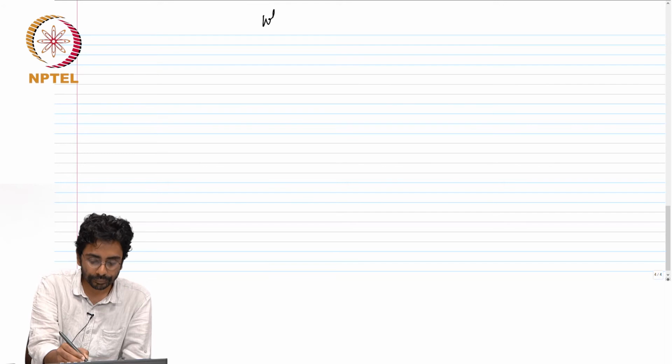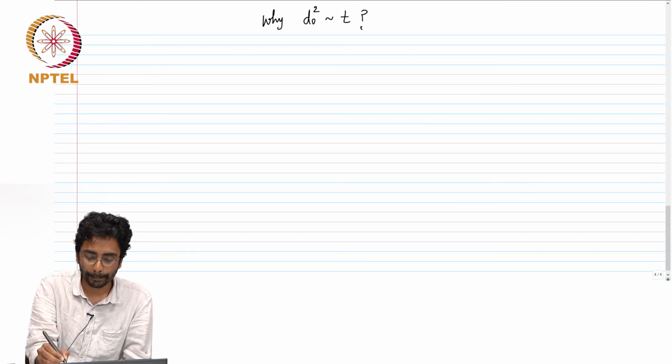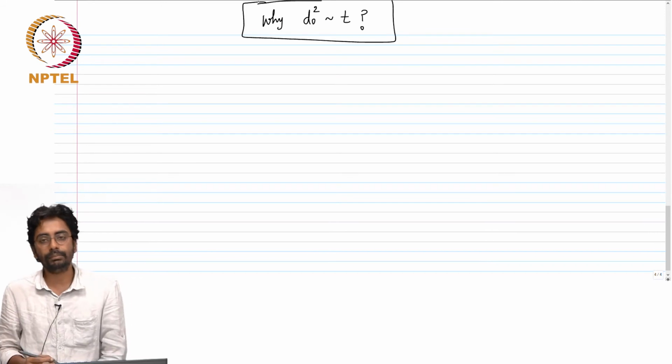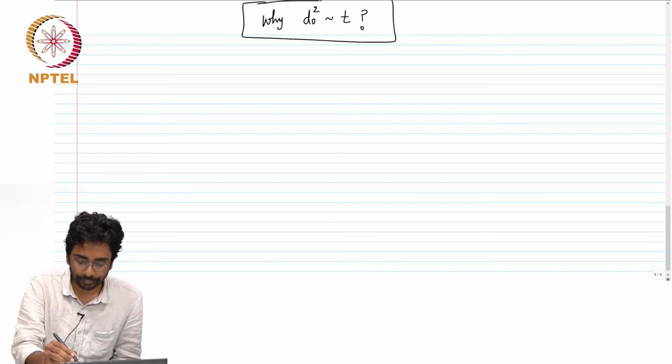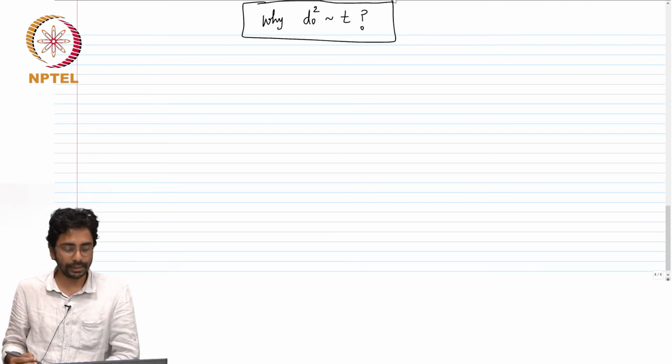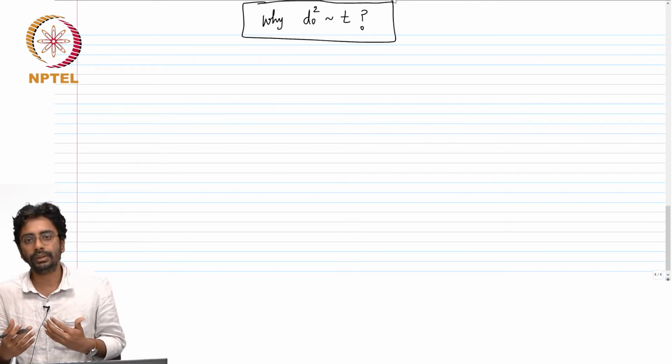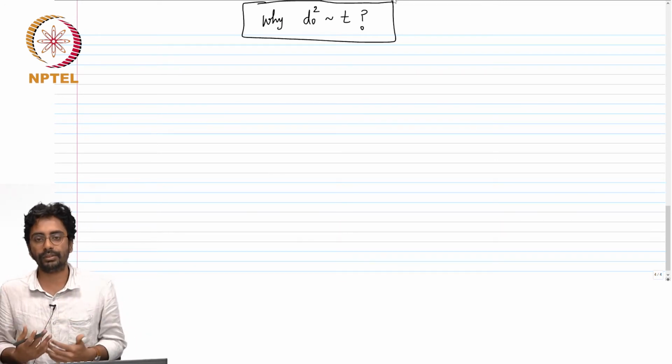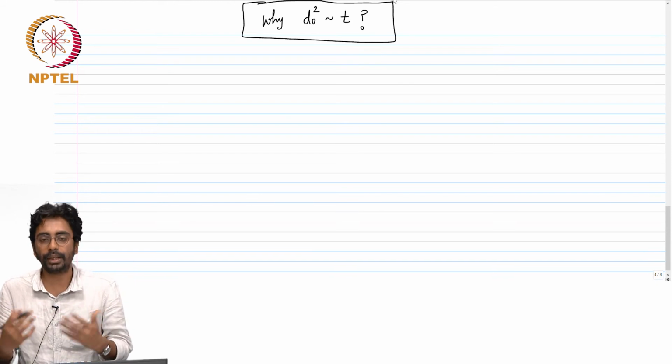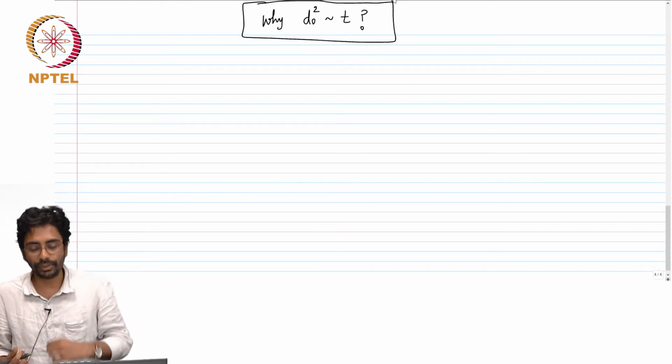Why d0 square is proportional to t? It is an important question, and the answer is very simple, as we will see. Imagine a droplet, for instance of 100 micron ethanol droplet flowing into a combustion chamber.